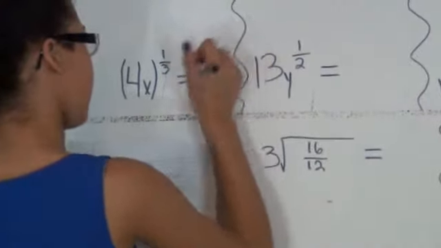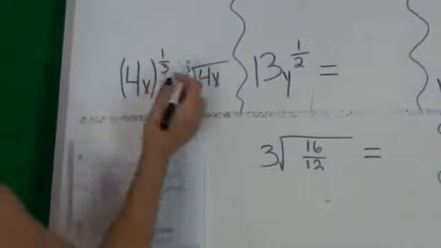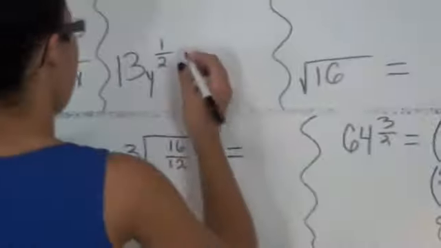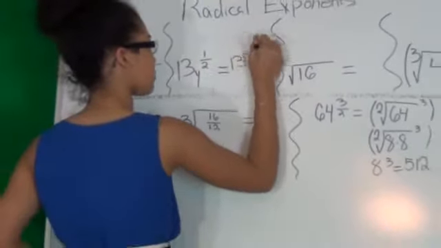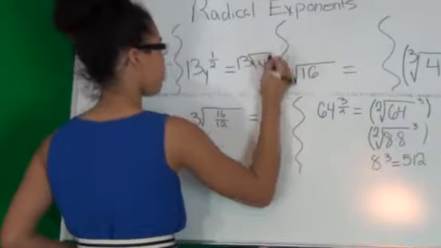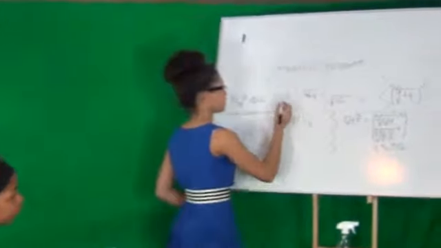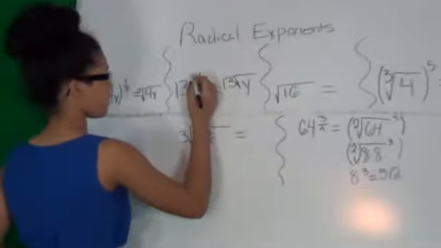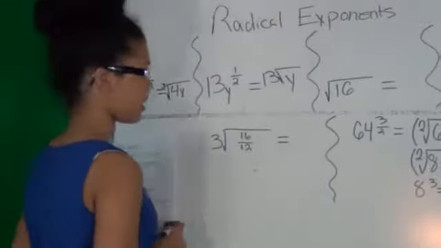So it's going to be 4x 1 3. But you do not have to put that 1. So this will be 3. This one is going to be 13 square root y. Yes. Why is only the y in the radical? Because the exponent is only with the y. If there are parentheses, then the 13 would be in there also.